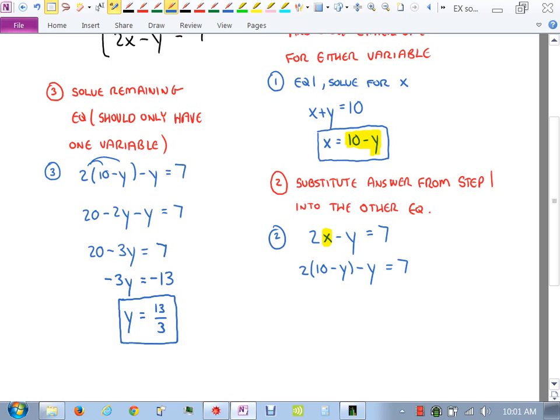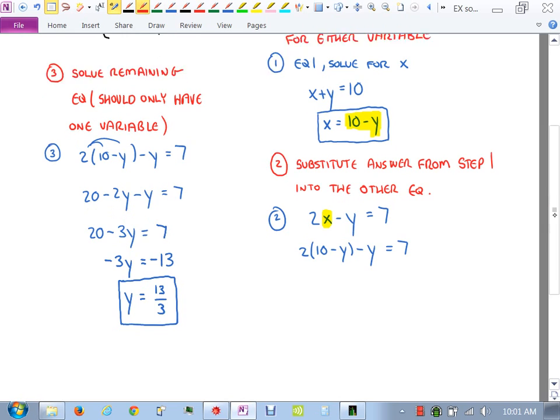Y is 13/3. I don't know x yet. But look back up here at 1. Don't we have what x needs to be in 1? X is 10 minus y. So if I take that y answer and I plug it in up here, I know what x is now. So that's the fourth step.